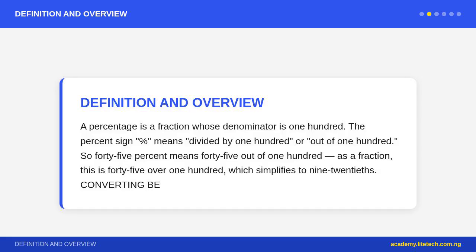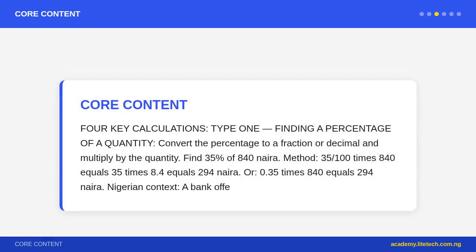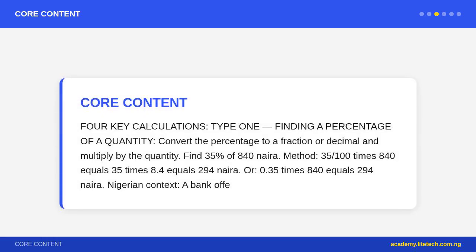Type 2: expressing one quantity as a percentage of another. Percentage equals part divided by whole times 100. A student scores 54 out of 80 in a mathematics test. What percentage did she score? 54 divided by 80 times 100 equals 67.5%.